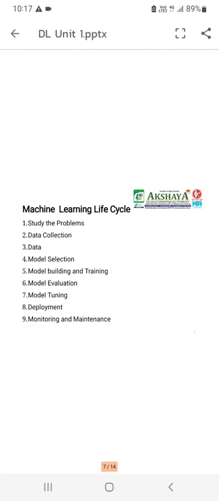Once you build and train the model, you have to evaluate and see whether the model works correctly. If it does not, you have to tune the model according to your requirement. After tuning it to your requirement, the next step is deployment of the model. Once you deploy it to the end user, the next step is monitoring the usage of that and maintaining the model that you have delivered to them. This is what the machine learning life cycle is.